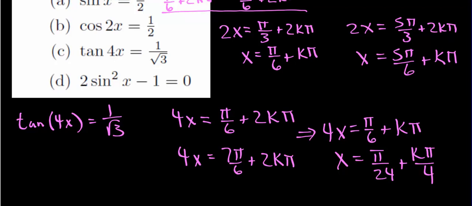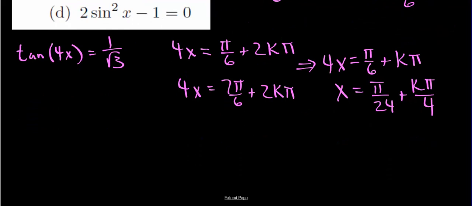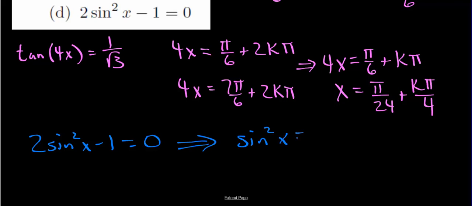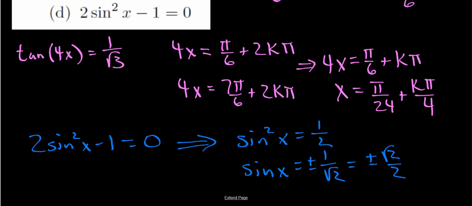But okay, now let's look at this next one. 2 sine squared x minus 1. Okay, first of all, solve for the trig function. Square root it. Yeah, there it goes. Now, of course, we're used to seeing this as the square root of 2 over 2, like that. Well, that's going to be all the multiples of pi over 4. So immediately you can just do this.